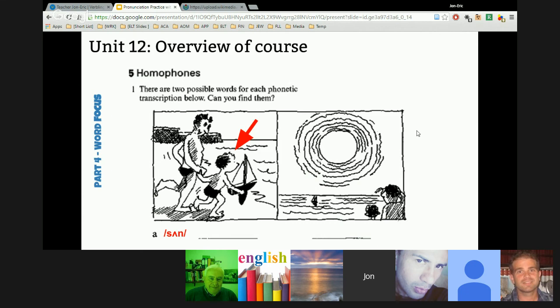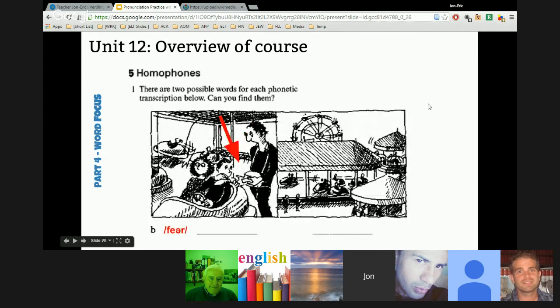S-O-N, on the right? Oh, S-U-N. S-U-N, right? So we've got sun, S-O-N, and sun, S-U-N. The pronunciation is exactly the same. Okay, so these are two in our set of homophones.